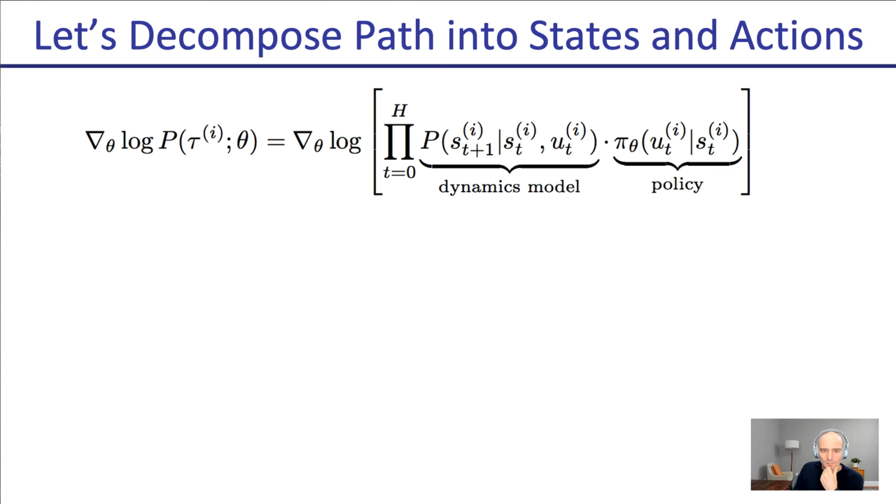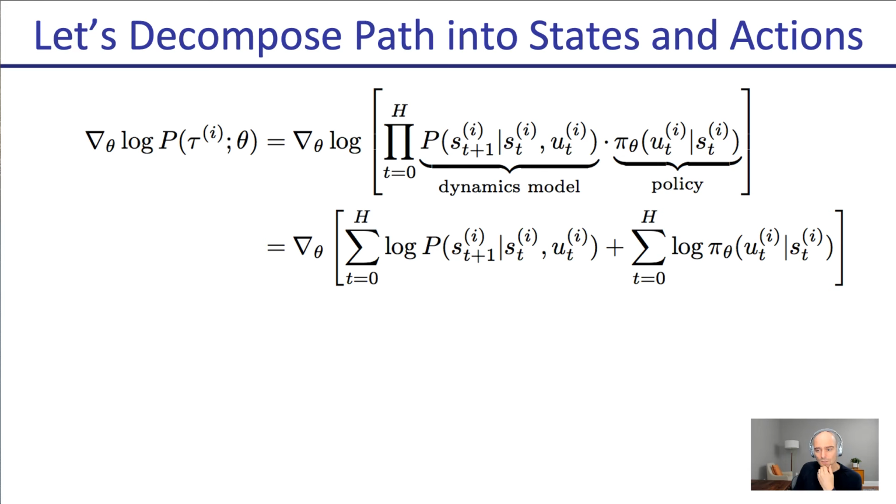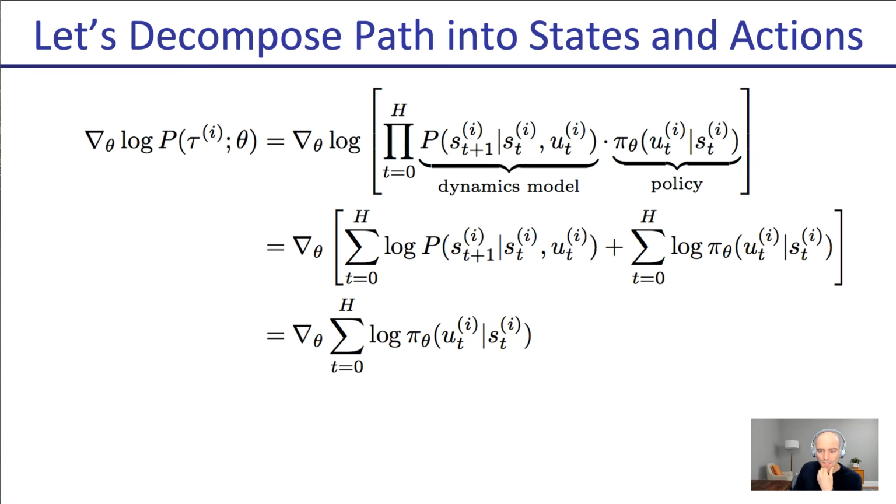So we have this grad log probability of a trajectory under the current parameter vector theta of the policy. What is it under the hood? It's a product of probabilities. It's a probability of next state given current state and action, and probability of action given state. And we have this grad log of a product of probabilities. Log of a product is sum of the logs. So we can change it to a sum of logs. Then the gradient of a sum is the sum of the gradients. So we can move that gradient inside the sums.